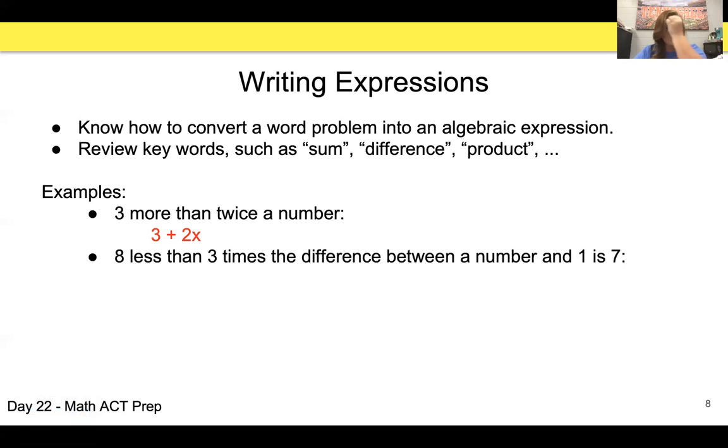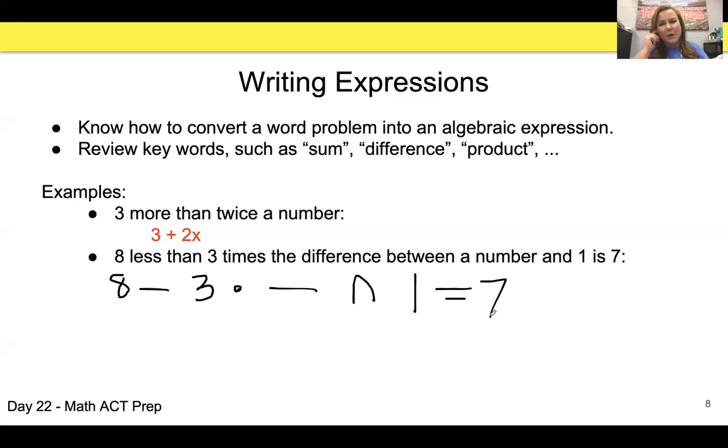This one's a little bit more difficult. I'm going to do direct translation. 8 less than 3 times, "difference" means subtraction, between a number and 1 is always equals 7. Hopefully you followed me there. I went straight how it was written. Now I'm going back and I'm looking at it going, oh, that does not look like a math equation at all. At all.